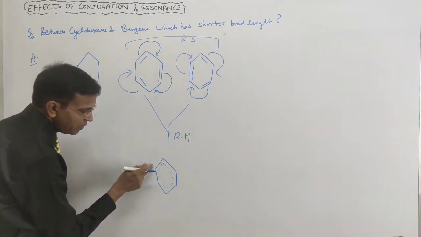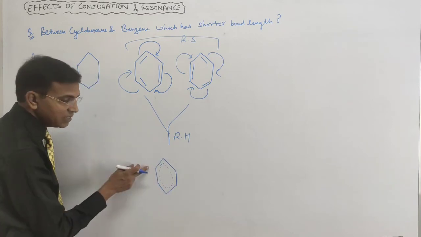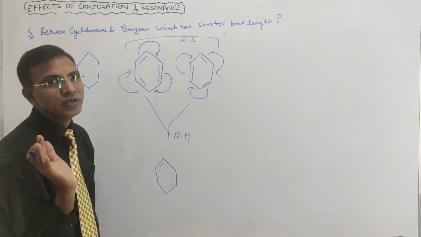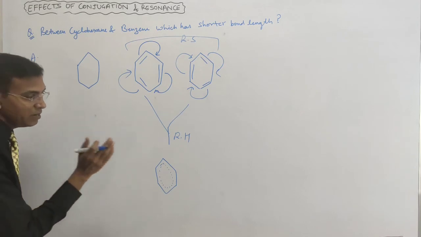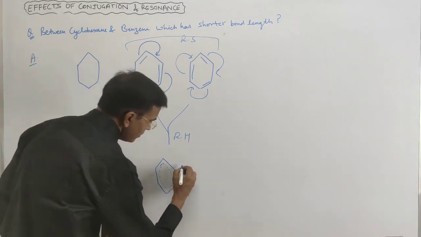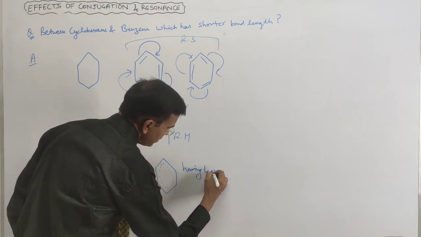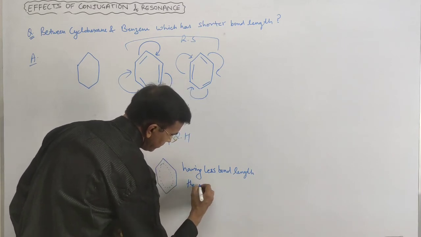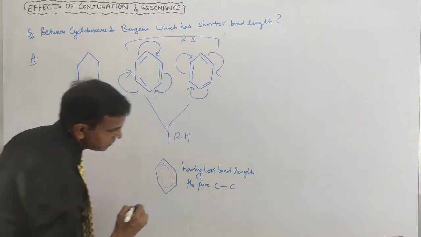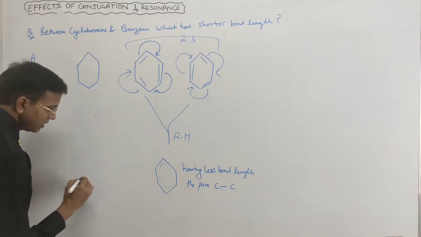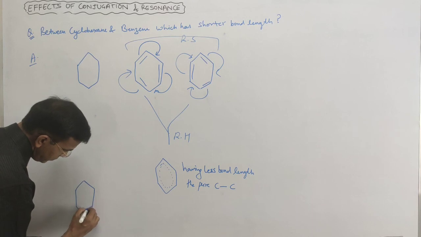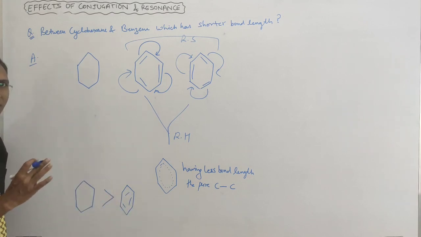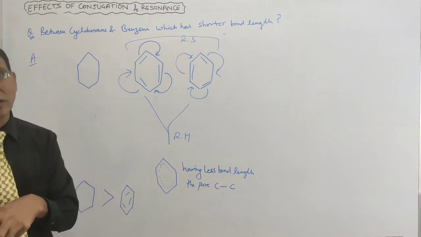So here the bond length between each carbon atom in the conjugated system is less than the single bond and more than the double bond, because it is not purely the double bond, right? It is not purely the single bond, not purely the double bond, it is in between. So this bond length is having less bond length than purely carbon-carbon single bond, right? So cyclohexane has more bond length than the benzene, right? Clear? Now come to the stability of the molecule, the effect of resonance and conjugation on the molecule stability.